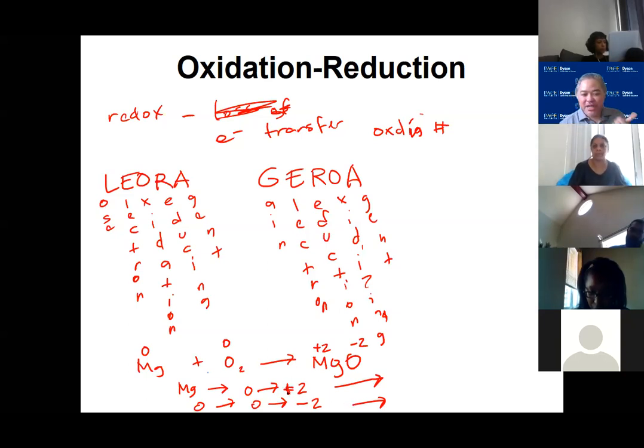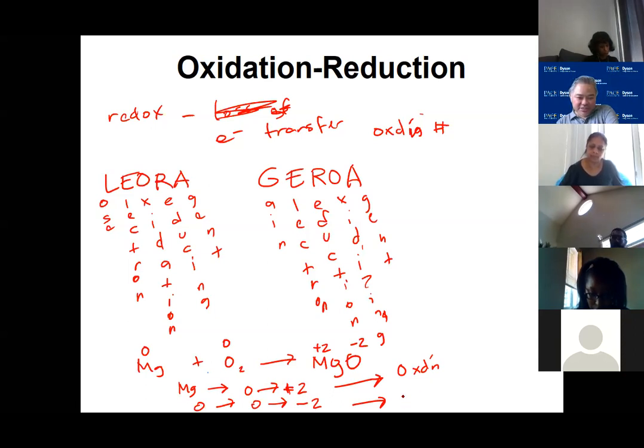How did you become positive? Because you lose electron. If you lose electron, you lose negative, so you become positive. So these undergo oxidation, lose electron, oxidation. And that is also your reducing agent. Why? Because it reduces the oxygen.